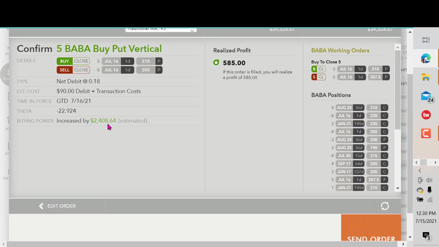It says I'll increase my buying power by $2,400. I have this money allocated to give to them in case I did go below 210. They're going to give that all back to me. The brokerage has held $2,500 and $2,408. They've held that. Now I'm going to pay $90 back, and my profit will be $585. So a profit of $585 on a $2,400 investment.